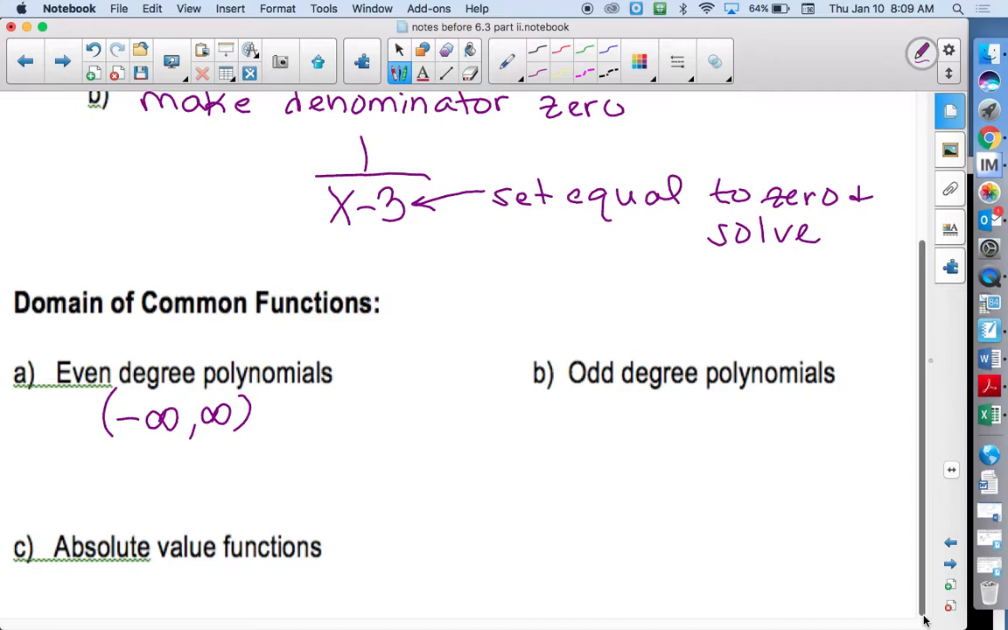So what happens if it's an odd degree? So just an x, like y equals x cubed, y equals x to the 5th, y equals x to the 7th. What's the domain of that, Julia? Also negative infinity to positive infinity. So essentially, if it's a polynomial, meaning it has a whole number exponent, then the domain is negative infinity to positive infinity.